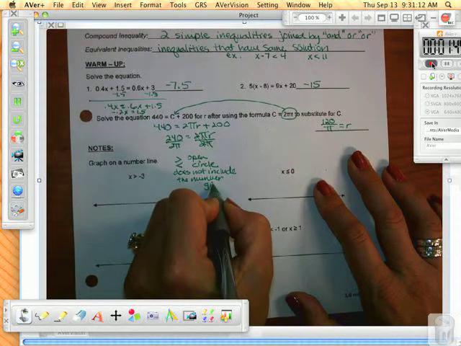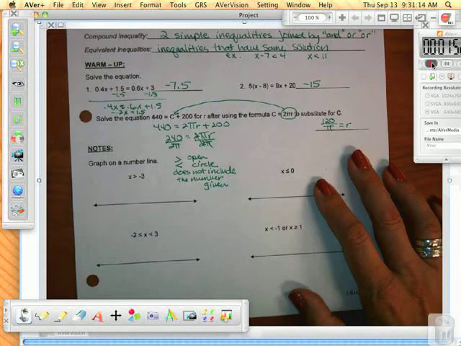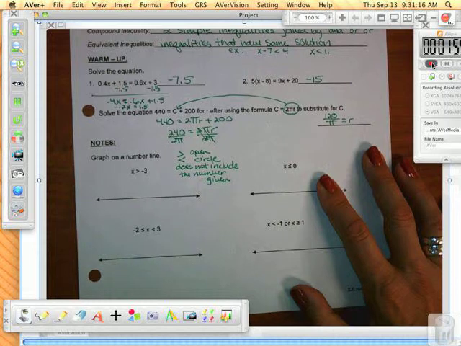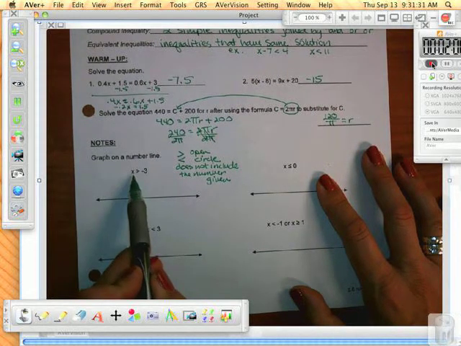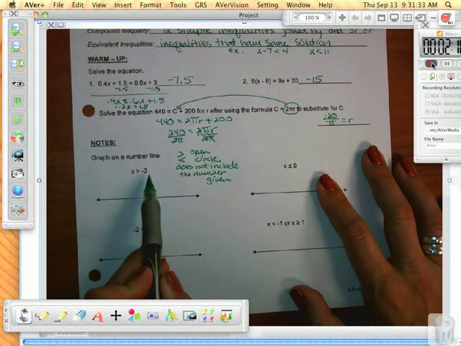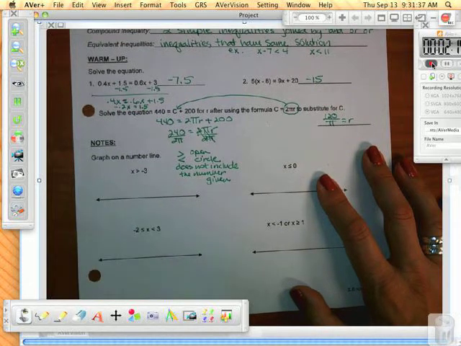Write that down. When you have less than or greater than, you have to use an open circle because it does not include the number given. This is saying that x is greater than negative 3. Could x be negative 3? No. But it could be negative 2.99999.